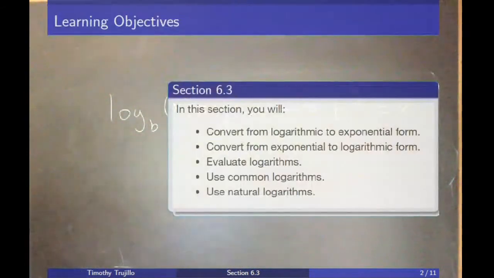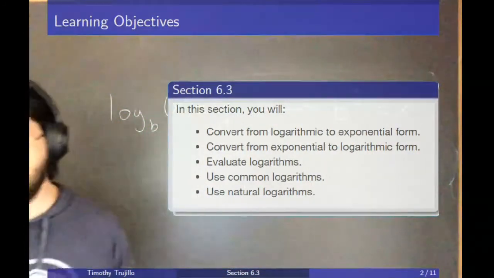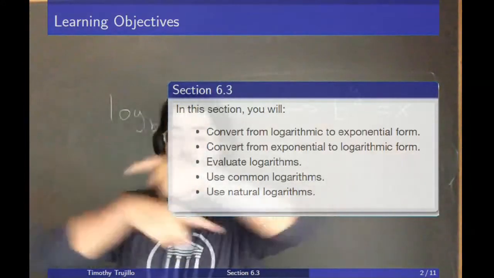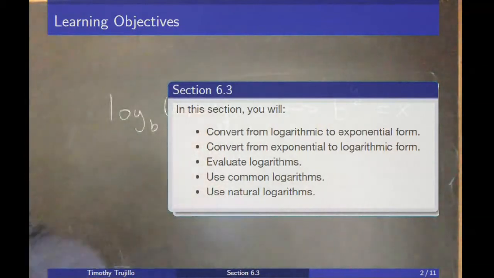and what will be on the homework. Okay, so here are our main learning objectives. The first thing is we're going to want to go back and forth between these two formats, this logarithmic format on this side and the exponential on that side. And we have to go both directions, right? So log to exponential, exponential to log.